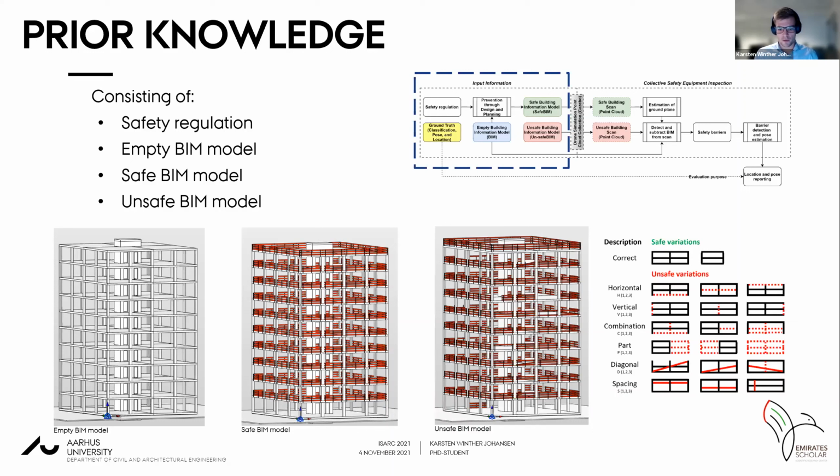And then we create a model that we call unsafe, which is a representation of the reality in our simulated environment. Here we have altered some of the guardrails, so the safe version guardrails are altered in these different variations that we see here in the figure on the right.